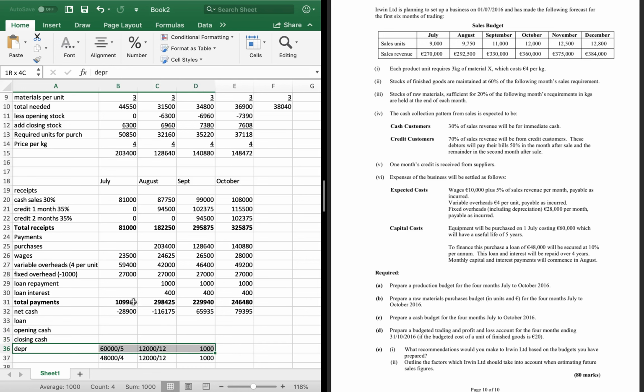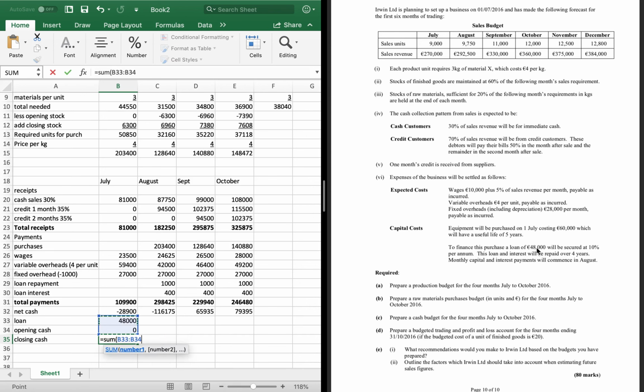I'll just get rid of these. So you got your loan in the first month in July. So the loan was 48,000. So that goes in. New business, so it'll have no opening cash. So then net cash plus loan plus opening cash is closing cash. So how am I going wrong here? I never put in the equipment.